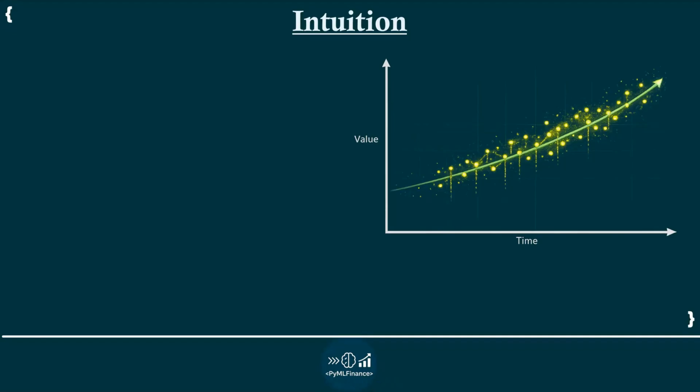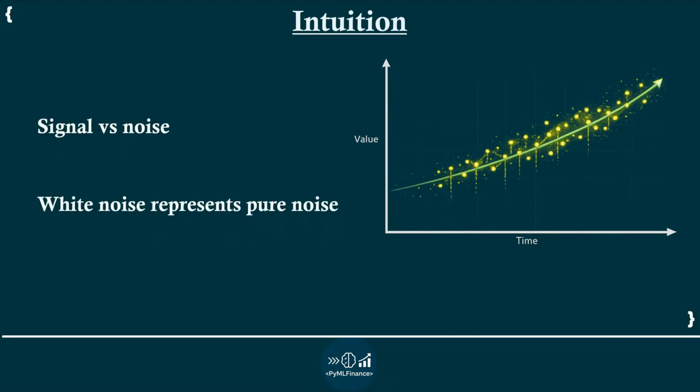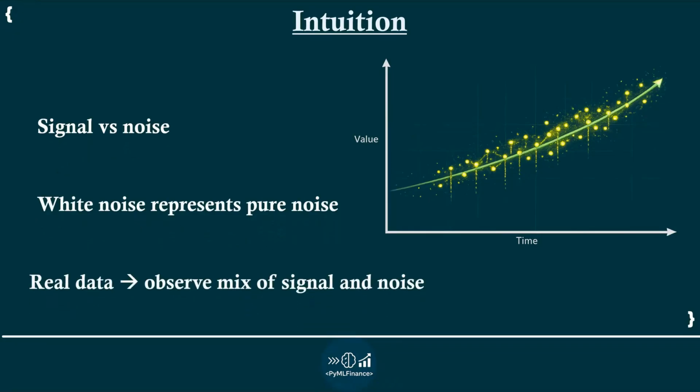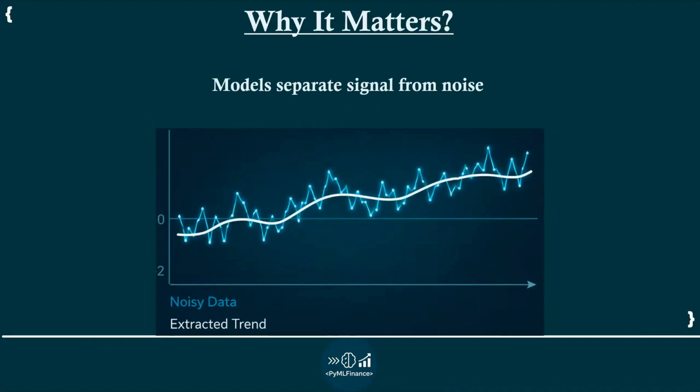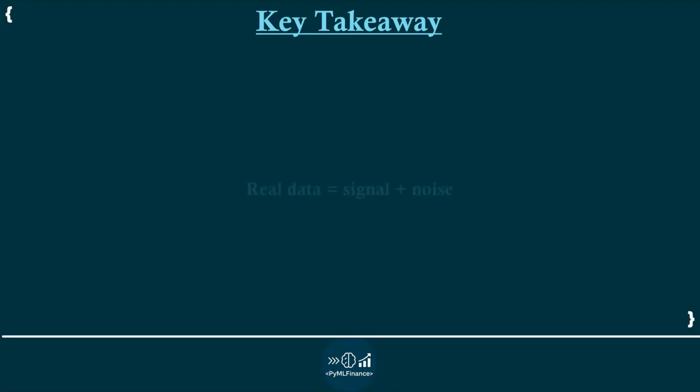A useful way to think about this is signal versus noise. White noise represents pure noise, but in real data, we observe a mix of signal and noise. This is where modeling becomes important. Econometric models try to separate what is real structure from what is just randomness. The key takeaway is simple here. Real financial data is a combination of signal and noise. White noise is something that helps us understand the noise part.